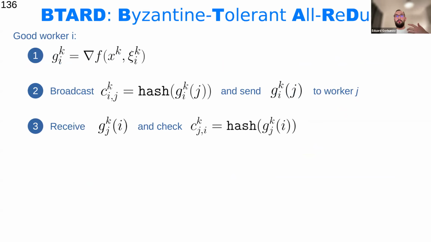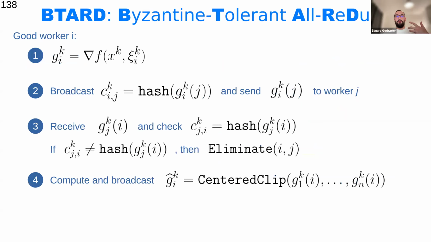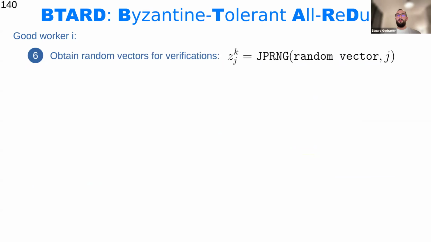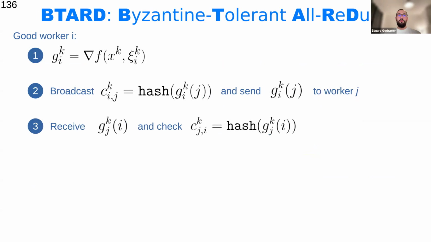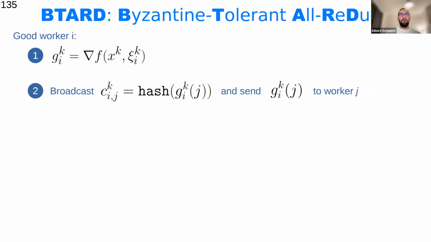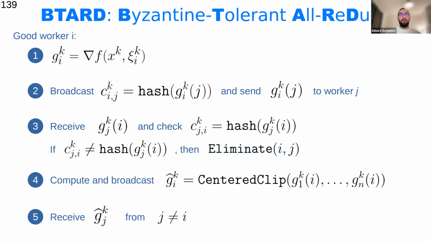I will skip this pseudocode because it's a bit long. What you need to remember is just this scheme. We modify all-reduce in such a way that each step can now be checked afterwards, and we also add this threshold to bound the power of the attack. Okay, I will skip this one.